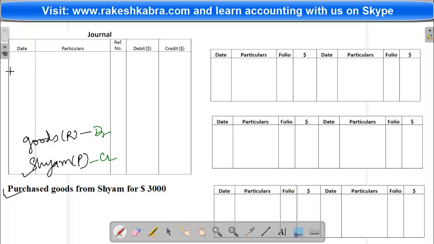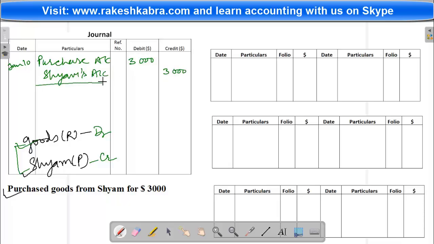Now see, first I will record the date in the date column. Suppose January 10. On January 10 I conducted this transaction. The debit item is goods, so first we will record the debit item. But in place of goods I will write purchase, the nickname, purchase account, and the amount is $3,000. Then I will record the credit item, and the credit item is Shyam's account, $3,000. Is that clear? So this is the entry for this transaction.